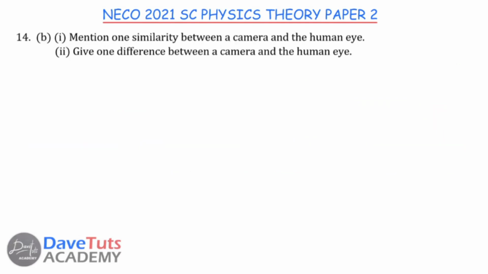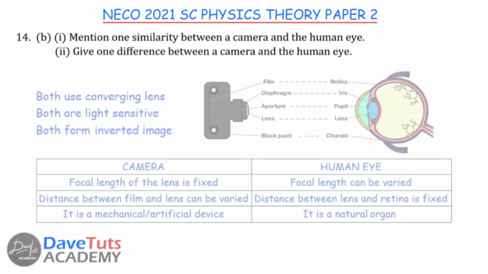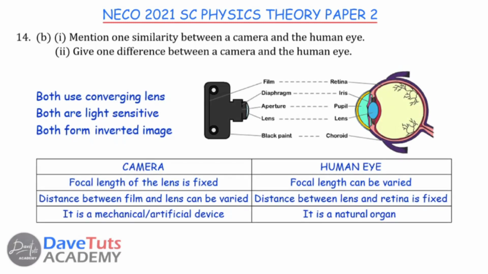Here in this question, we're being asked to look at similarities and differences between a camera and the human eye. For the similarities, both of them use a converging lens and both of them are sensitive to light. And for the formation of the image on both the eye and the camera, the images are normally inverted.